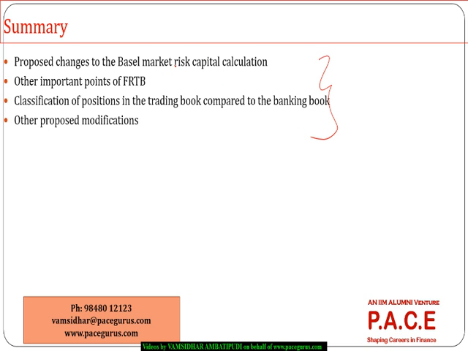We have discussed the proposed changes to the Basel market risk capital calculation by FRTB and other important points that FRTB has brought out. How does FRTB plan to classify the positions in the trading book versus the banking book, and other modifications, especially associated with the CVA, or associated with jump to default risk versus the credit spread risk.